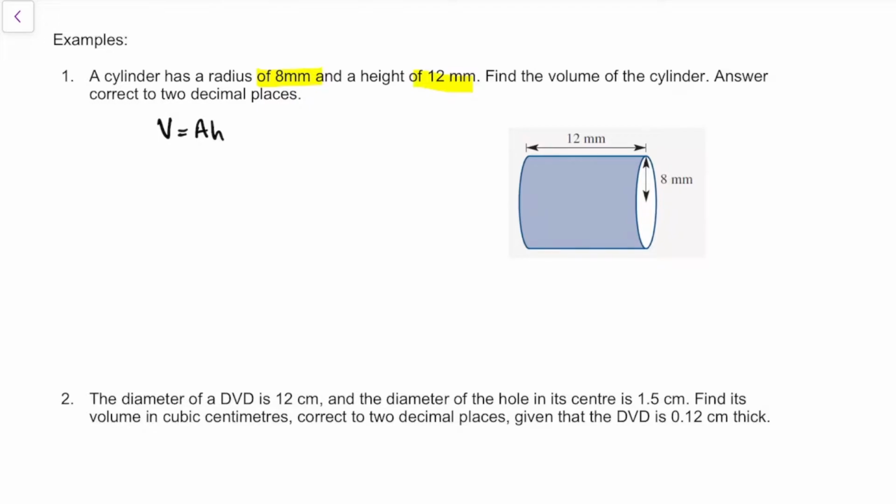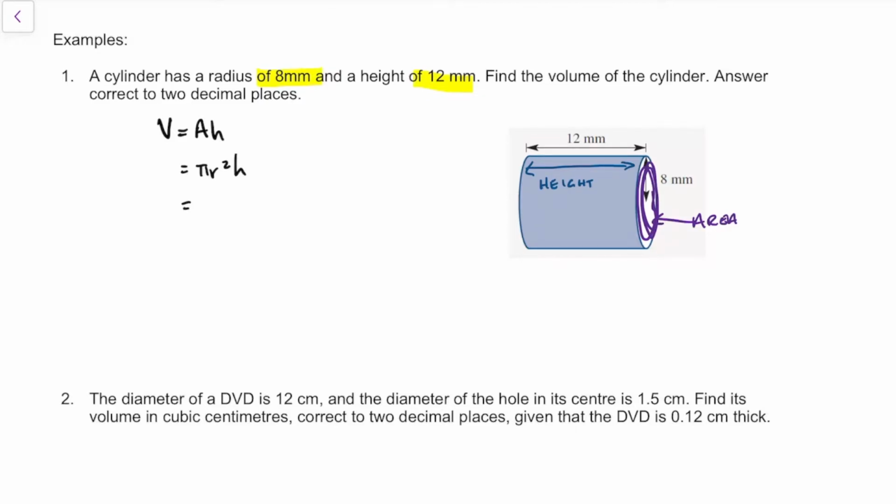So V equals AH. And as we said in the formula above, we've got that circular bit here, and then we have the height part here. So there's our area, and then over here is our height. So in terms of that formula, we're going to use that circular formula, so that's pi r squared times h. And that's all we need to do to get started.